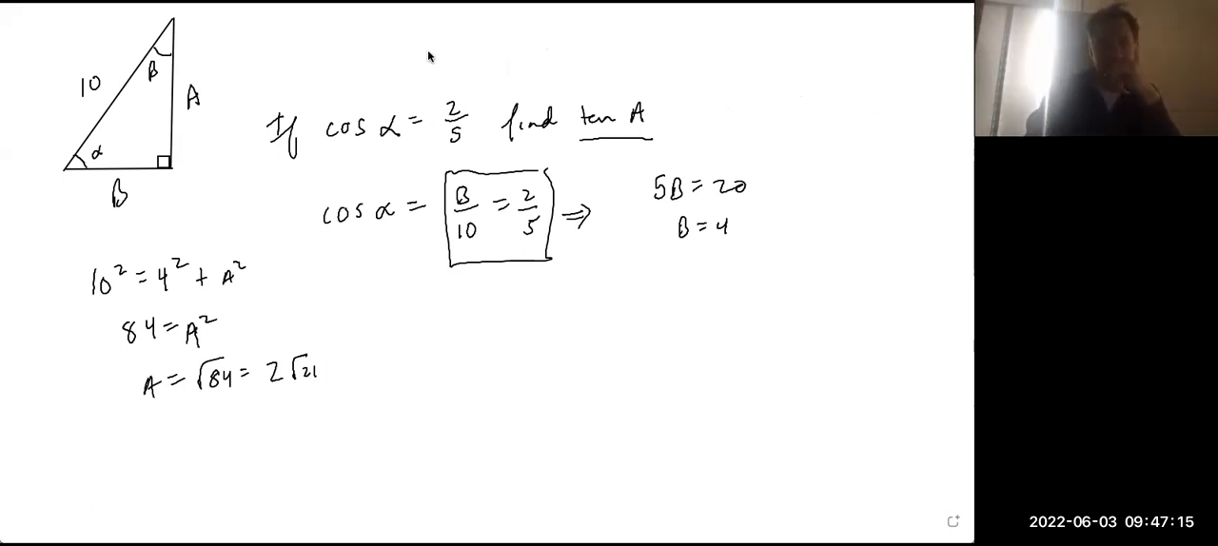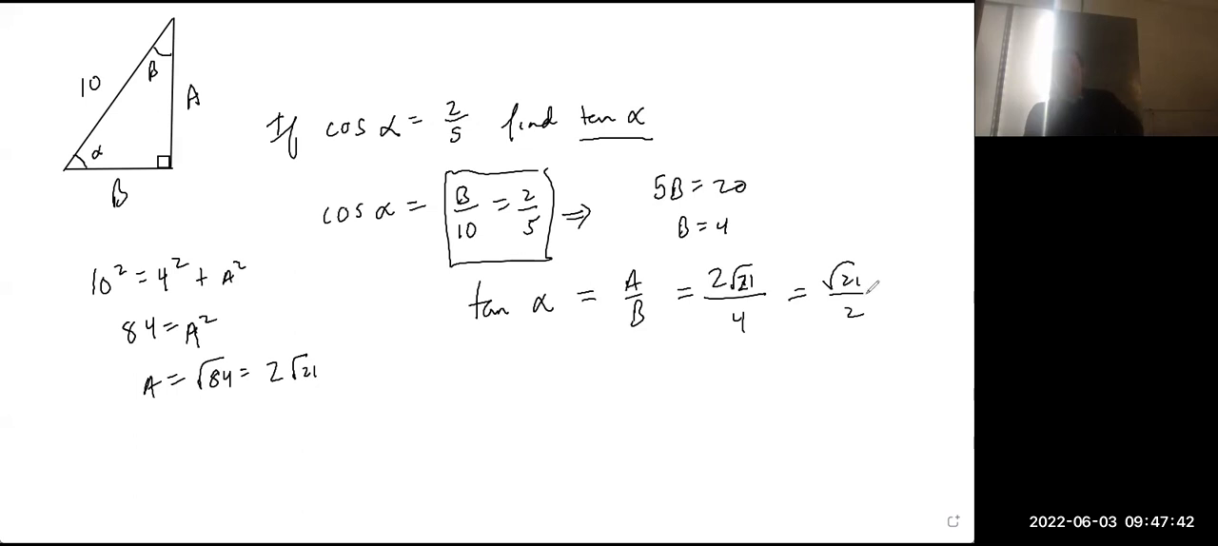So tangent alpha, opposite over adjacent. Oh, sorry, this should be alpha. Oh boy, all kinds of mistakes. Need another cup of coffee. All right, tangent alpha is a over b. And so we know a is 2 root 21. We know b is 4. Simplify it. It should be 21, not 11. And so we're looking at the square root of 21 over 2. So that's one way to do the problem.